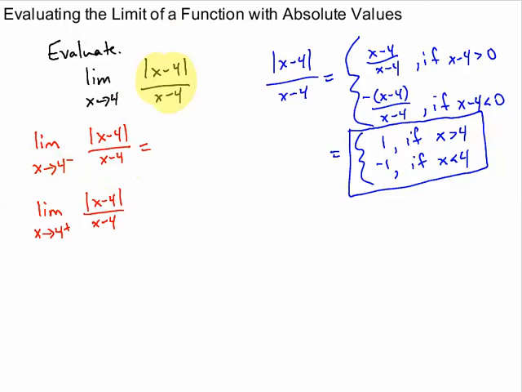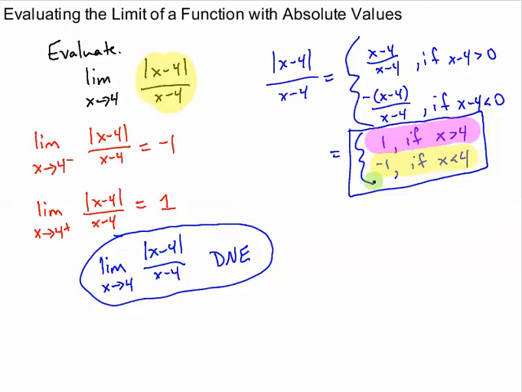So as x approaches 4 from the left, I need to go to my piecewise defined function, and as x approaches 4 from the left, I'm going to use the output of negative 1 because that's where x is less than 4. So that's going to give me a negative 1. If x approaches 4 from the right, I'm going to use my first definition because x is greater than 4. My output there is positive 1. These are not equal to each other, so that means the two-sided limit does not exist.